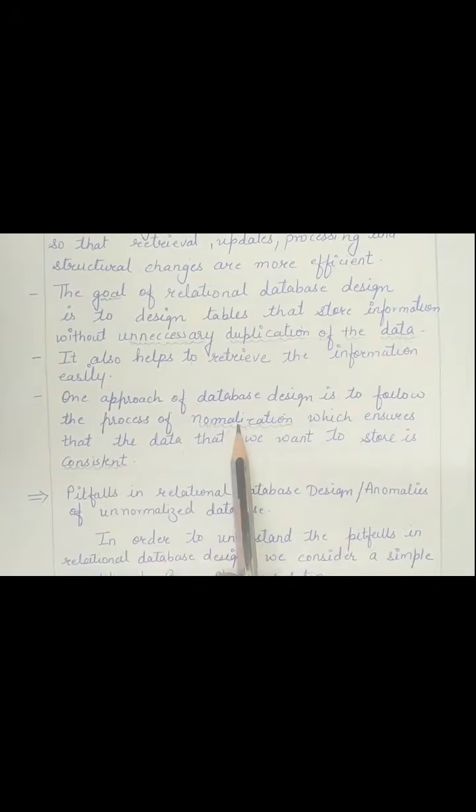Normalization we are going to see in the next video. Okay. So basically the relational database design follows the process of normalization, and normalization ensures that the data we are storing is consistent. Okay. We can rely on that particular data when we work on relational database design.